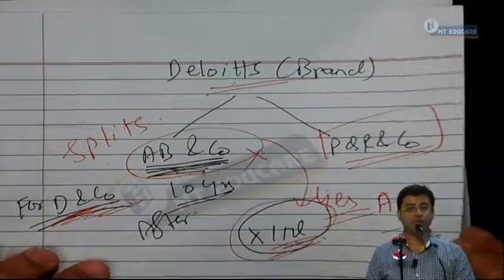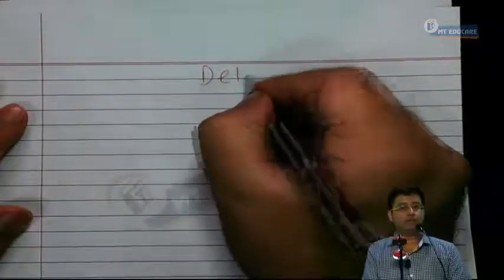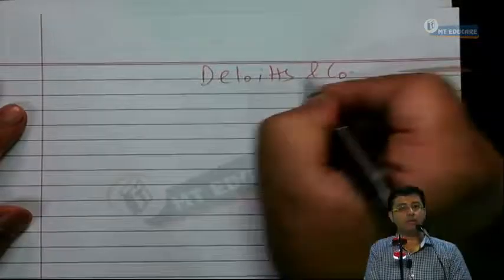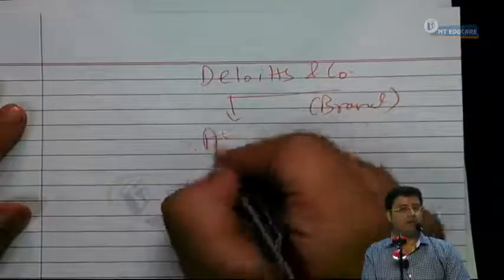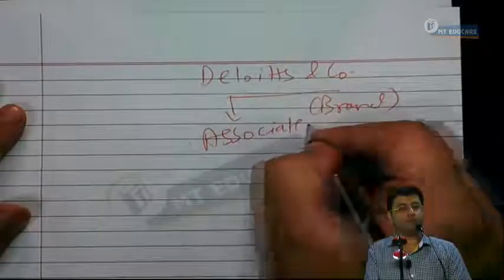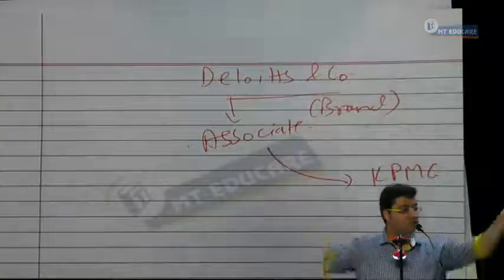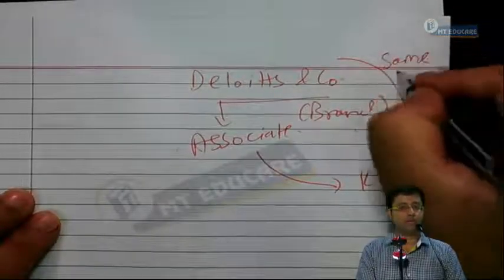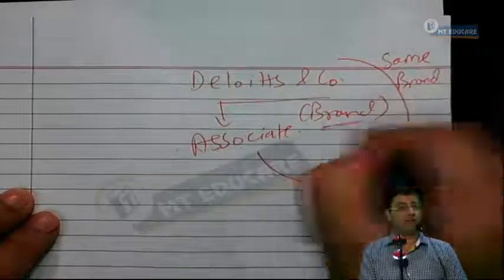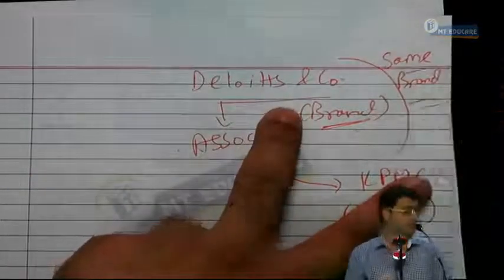Now I want to tell you one more thing here. If you have got this example, Deloitte's and company is a brand name firm, and Deloitte's and company is an associate firm with KPMG. These both are associates. I have told you associate means of the same. That means they actually have the same brand, but they are associates. Deloitte itself is such a powerful brand. KPMG is another powerful brand. And together they have formed a super powerful brand.